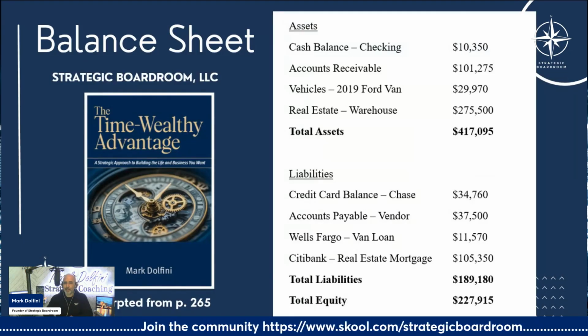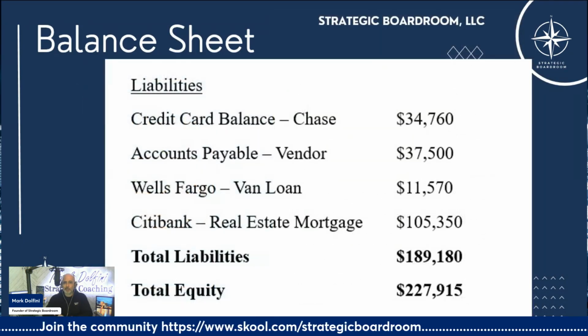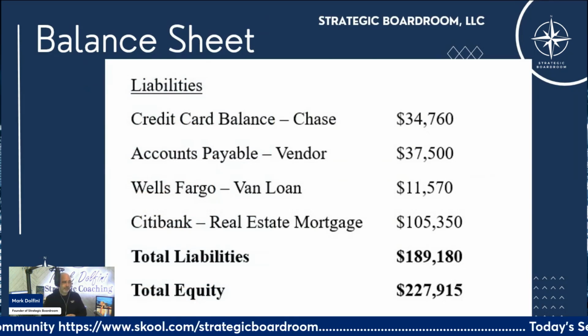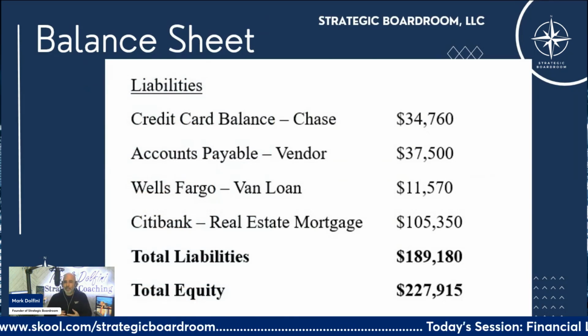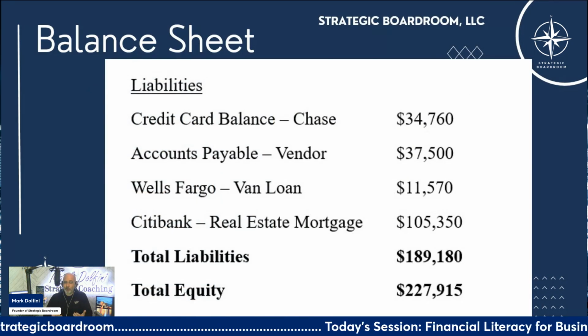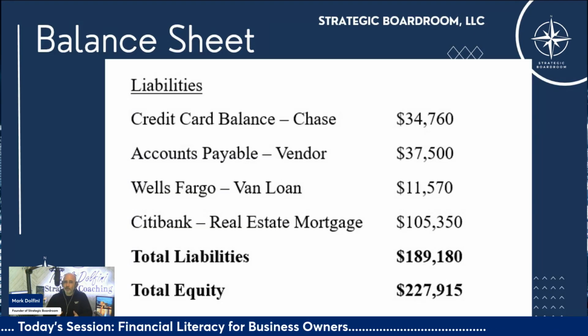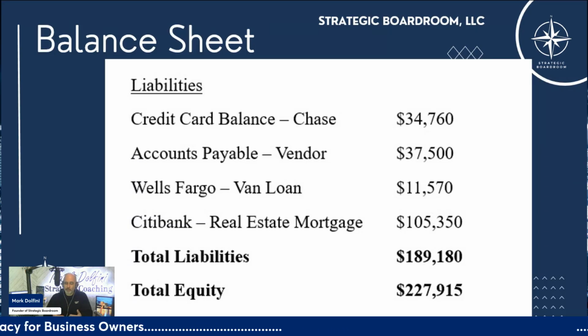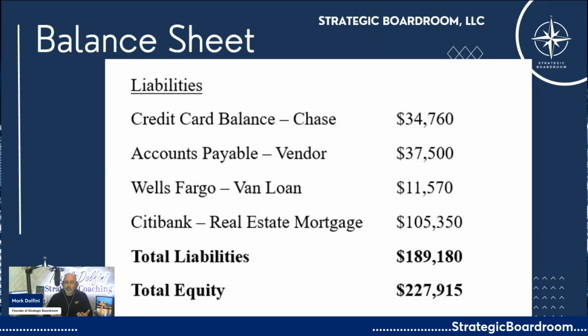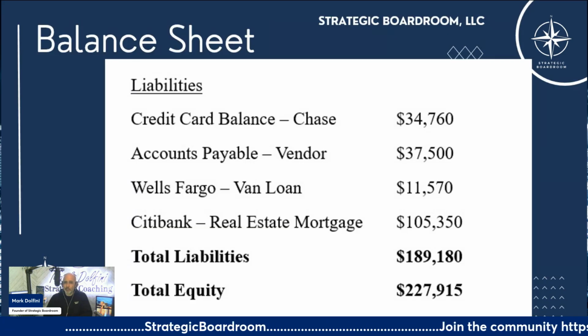Let's look at the liabilities. The liabilities, remember, are what you owe. This is the balance of what you owe to other people. So let's say I've got a credit card through Chase and I owe them $34,000. I have accounts payable to different vendors. Again, let's say that you're an HVAC contractor and you owe a supply house $37,000 worth of supplies. It could be copper, it could be air handlers, all sorts of things.